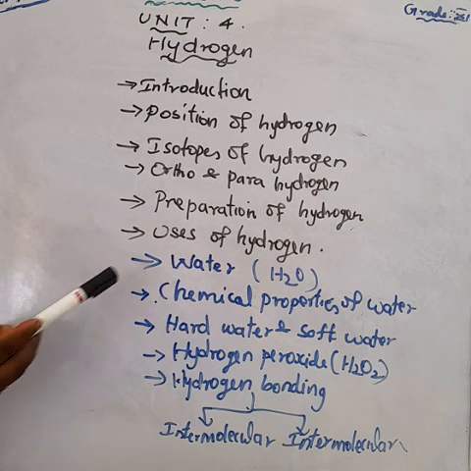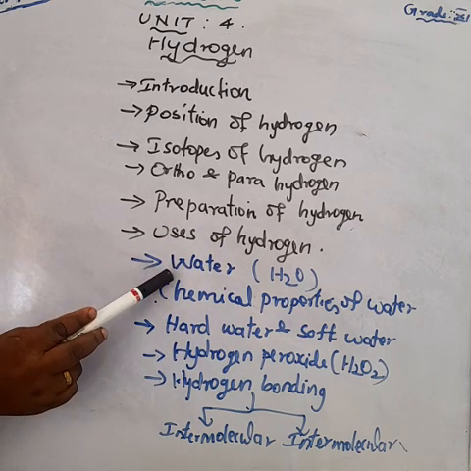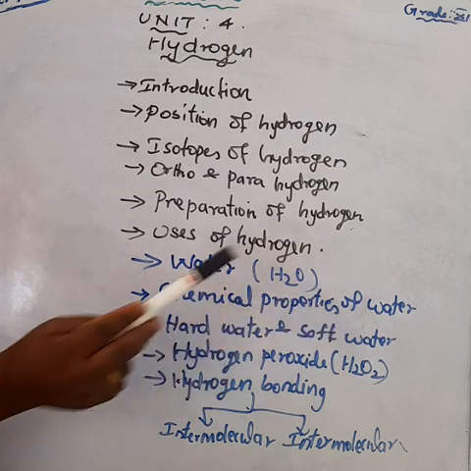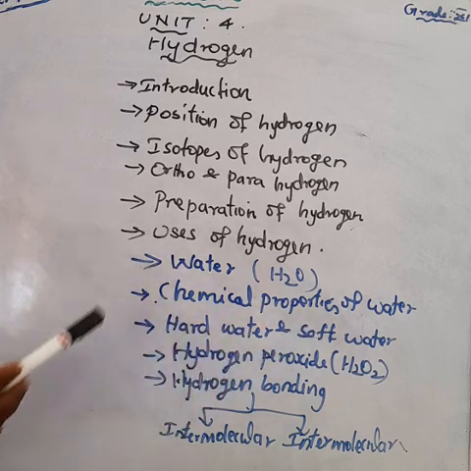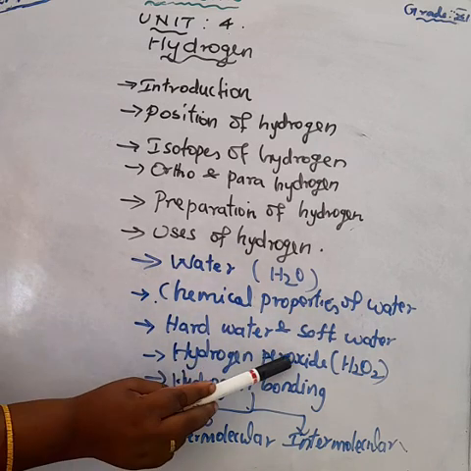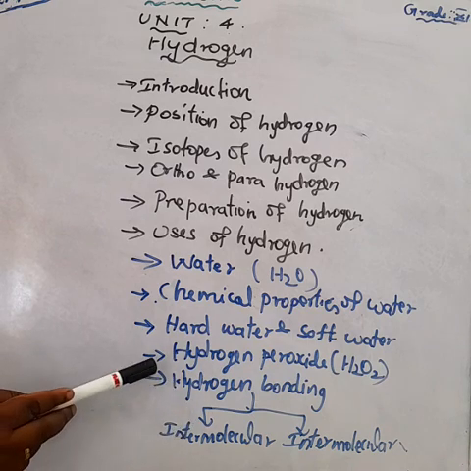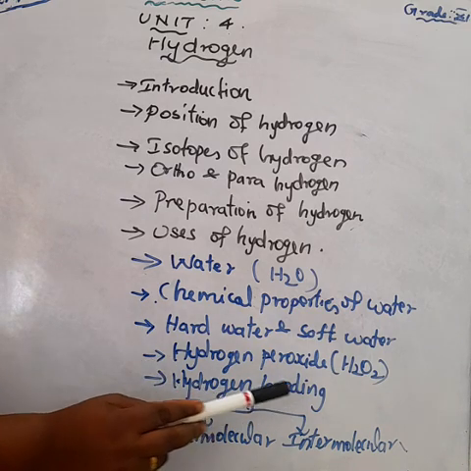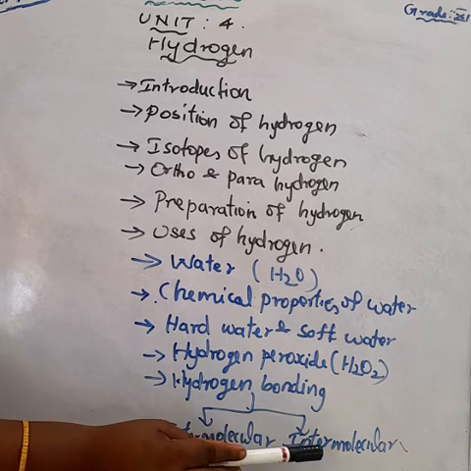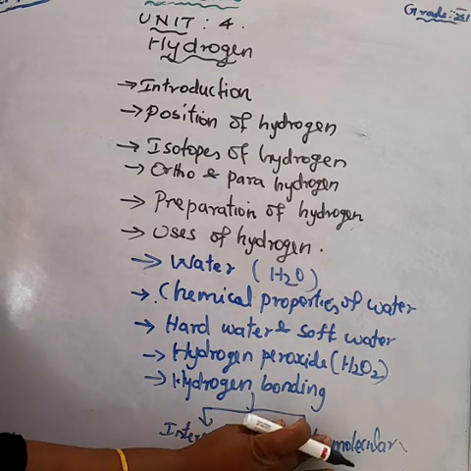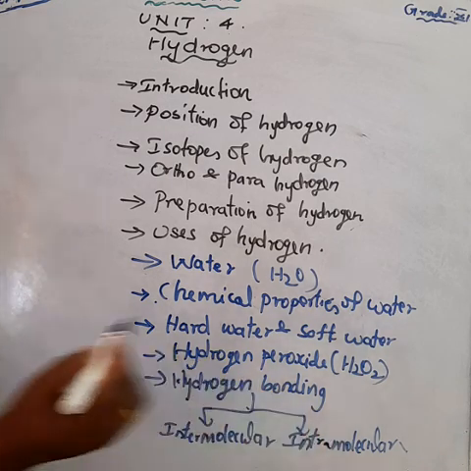After that, we're going to study about water. Water and chemical properties of water, hard water and soft water, and hydrogen peroxide preparation and uses and structure of hydrogen peroxide. After that, hydrogen bonding, intermolecular hydrogen bonding, intramolecular hydrogen bonding. That's all we are going to study in this unit.